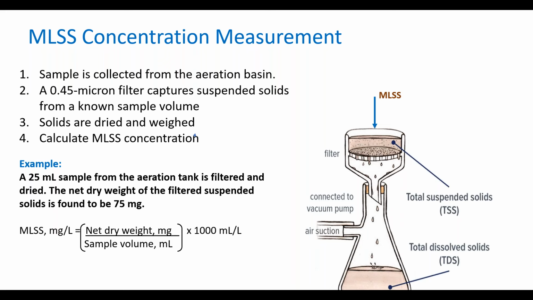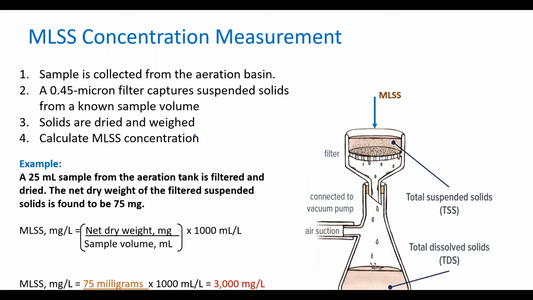And what we want is milligrams per liter, so we can use it in the pounds formula. So we have to convert that to liters by multiplying it by 1,000. In this case, 75 divided by 25 is 3, times 1,000 gives us 3,000 milligrams per liter. So that's how we figure out the MLSS.